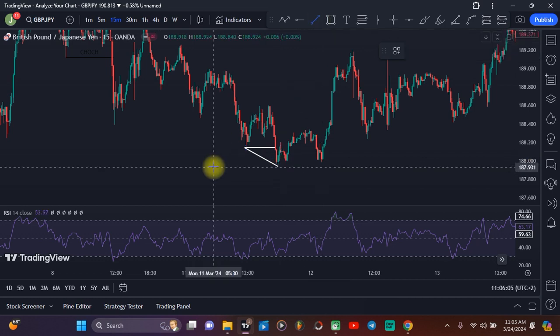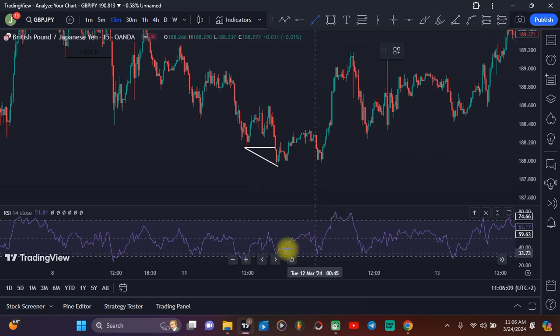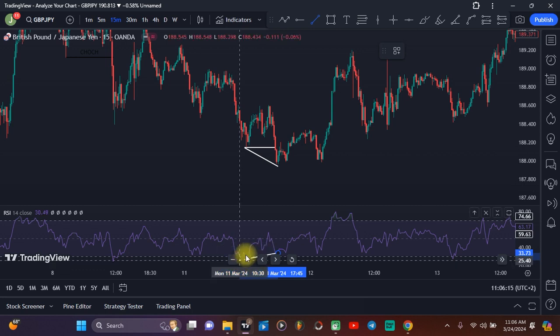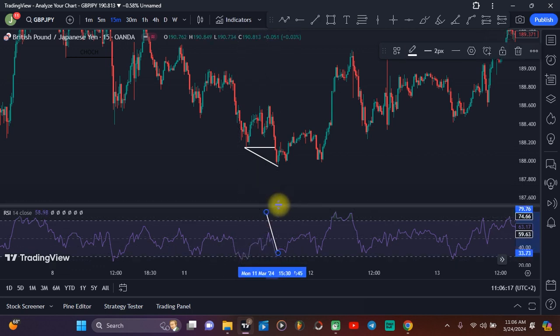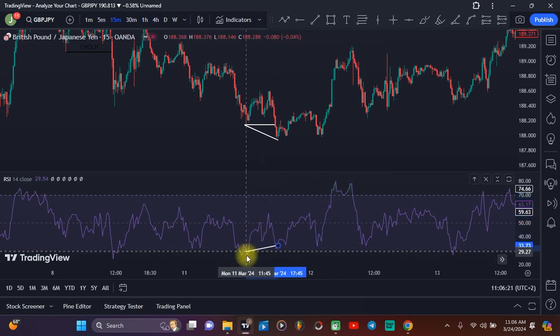But if we go to the RSI, we can see that here we are making what? Higher lows. So this is a sign of a divergence. Let me just fix this. This is a sign of a divergence.